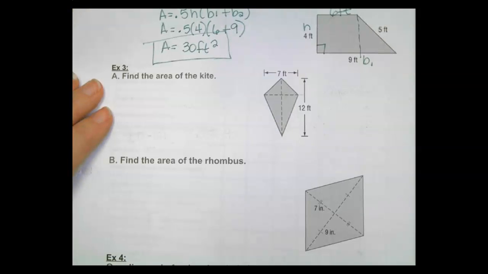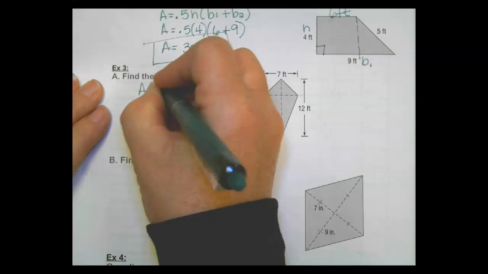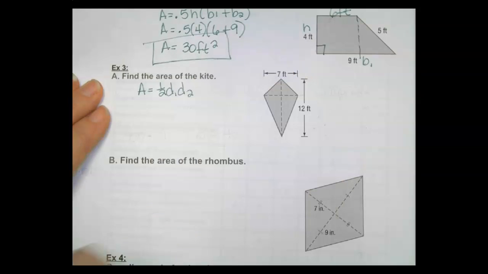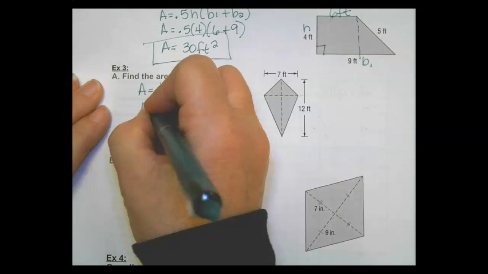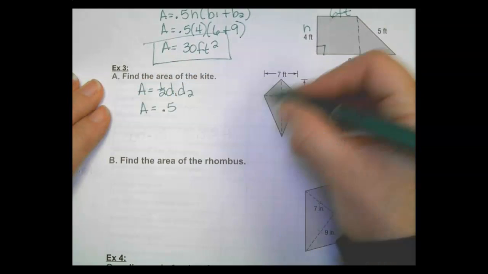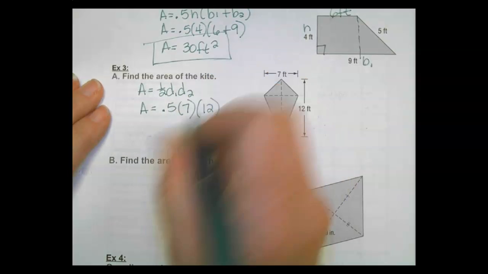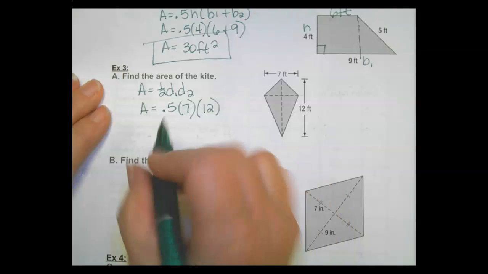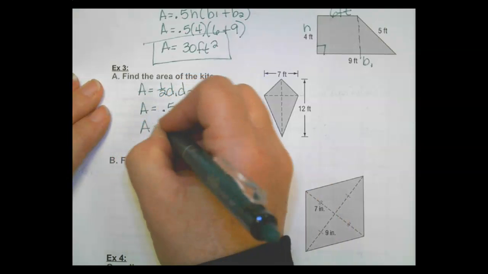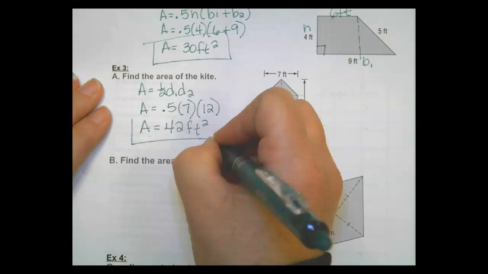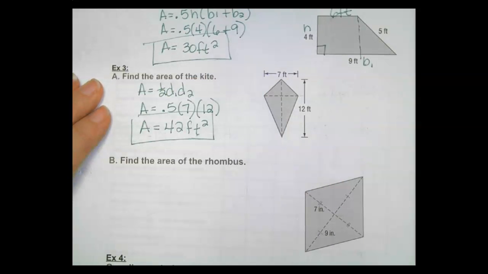Next is the kite, and it has to do with those diagonals. So A is equal to 1/2 diagonal 1 times diagonal 2. So A equals 0.5. One diagonal is 7. The other diagonal is 12. What's half of 12? 6. What's 6 times 7? 42. That was easy. No calculator needed. We're so smart.